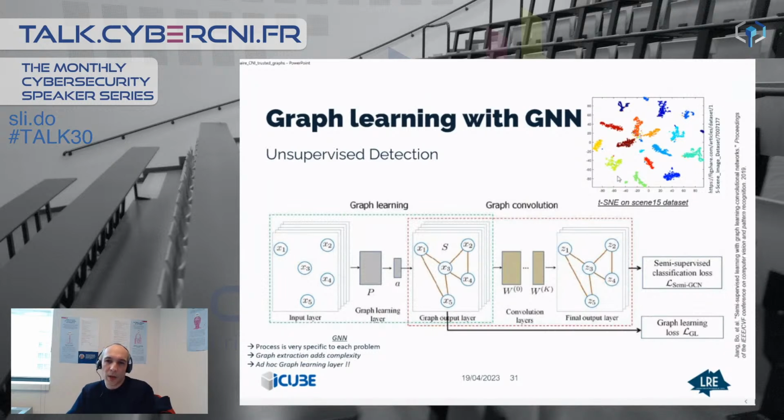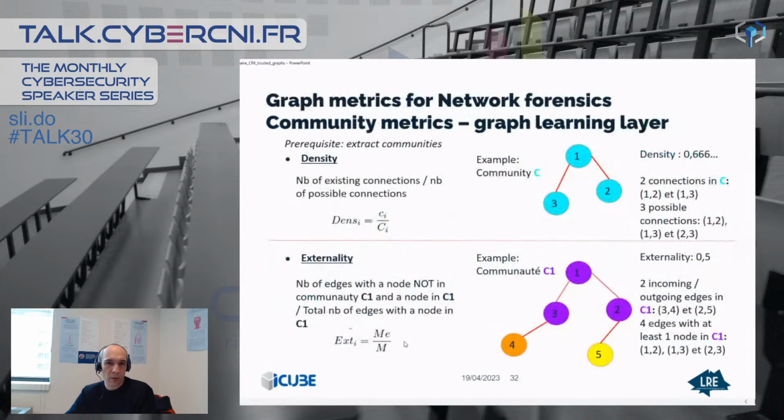A graphical example here, using t-SNE, enables us to isolate the different clusters represented in different categories, where you see that these approaches are very relevant for extracting and discriminating between the categories. The limitation of that process is that it is very specific to each problem. The graph learning, graph extraction, pattern extraction, as well as the convolution structure will be very different for each problem. Graph extraction adds an additional layer of complexity, and the graph learning layer is always very ad hoc.